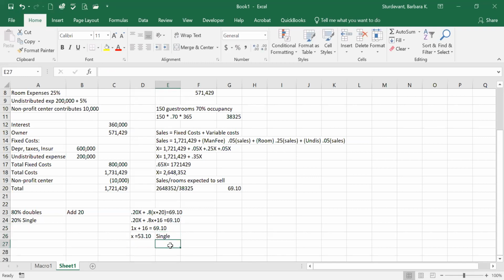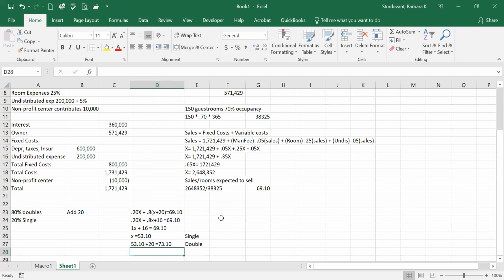And for our double, it would be the 53.10 plus 20, which equals 73.10. So that's just a little added thing on there. All right, questions?